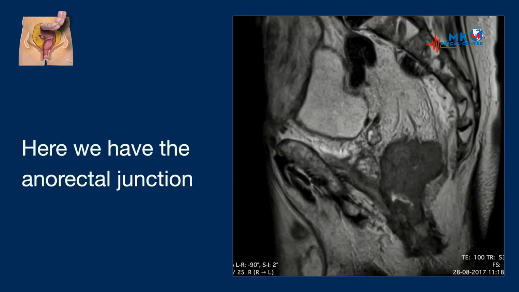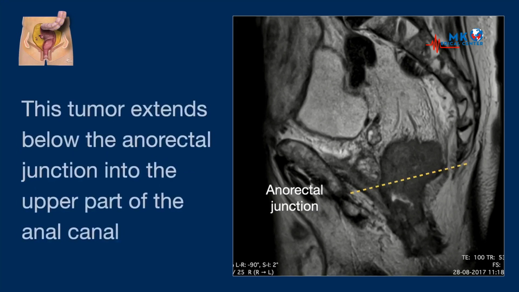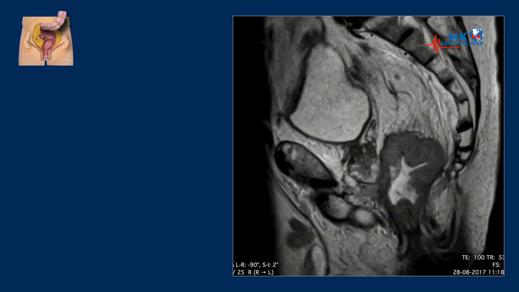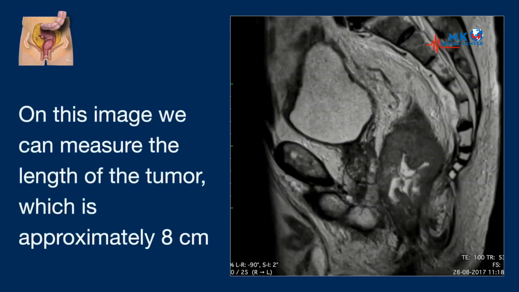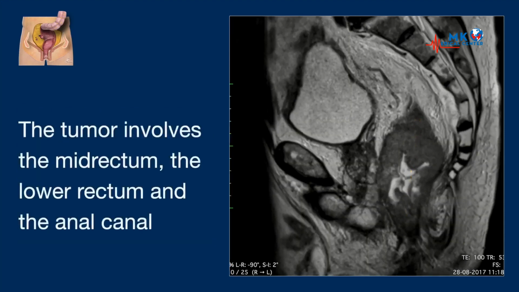Here we have the anorectal junction. Now this tumor extends below the anorectal junction into the upper part of the anal canal. And here we can measure the length of the tumor, which is approximately 8 centimeters. The tumor involves the mid-rectum, the lower rectum and the anal canal.